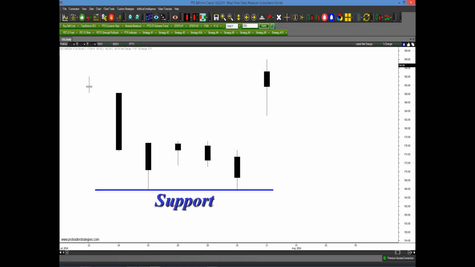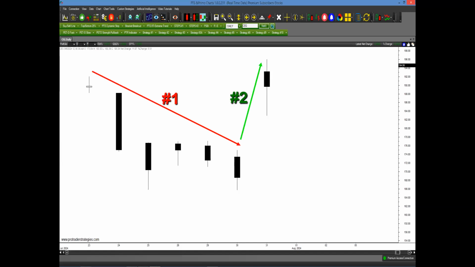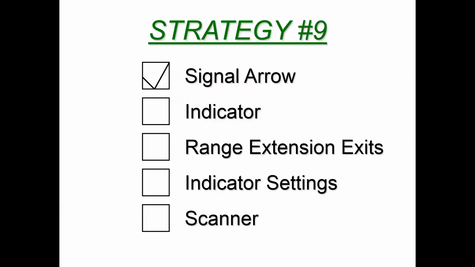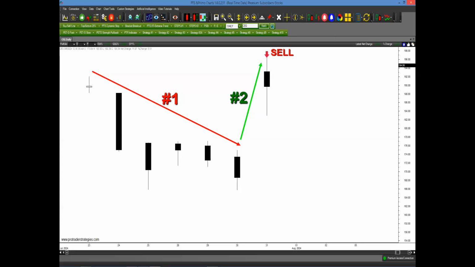So you say to yourself, wow, that guy was right. I guess that was major support. So I'm going to jump in and buy. Okay? But look what happened. If you're a strategy number 9 student, you would have said, no, this is not at all a buying opportunity. This is a selling opportunity. Sure, if I would have bought right here, I would have had a one-day nice trade here. But actually, I want to see if I should sell. Click on signal arrow. And yes, so that is a selling opportunity.